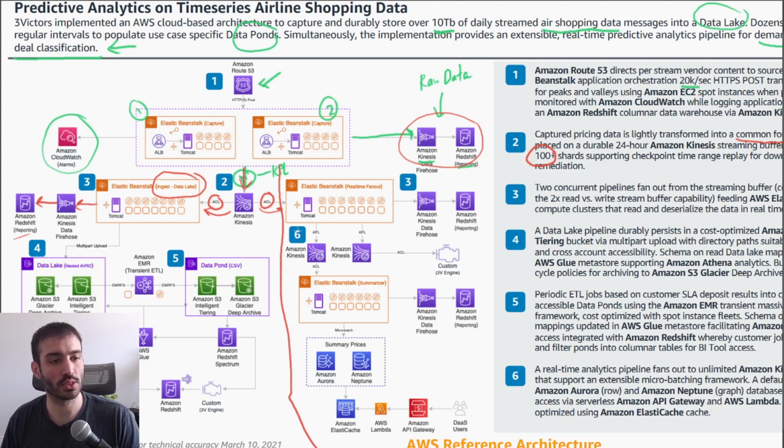Okay, so we're going to 6. I don't want to go, so we're going to go down the left path first. So after they normalize the data and ingest it again, what happens at number 4?